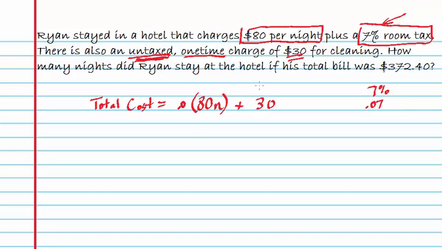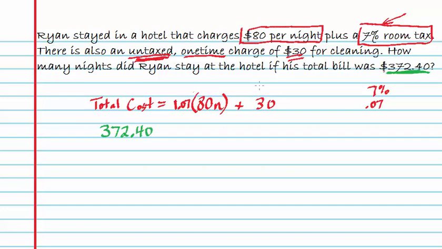Well, we know that this $80 per night is getting taxed at a 7% rate. But we also have to remember to include the $80 per night, so we're going to multiply it by 1.07. The 1 represents the total $80 per night, and the 0.07 represents the 7% tax on that $80 per night. So make sure to put the 1 out in front of the 0.07. So at this point, we have to calculate how many nights Ryan stayed in the hotel. So it told me that his total bill was $372.40. So I'm going to plug that into the left side of my equation.